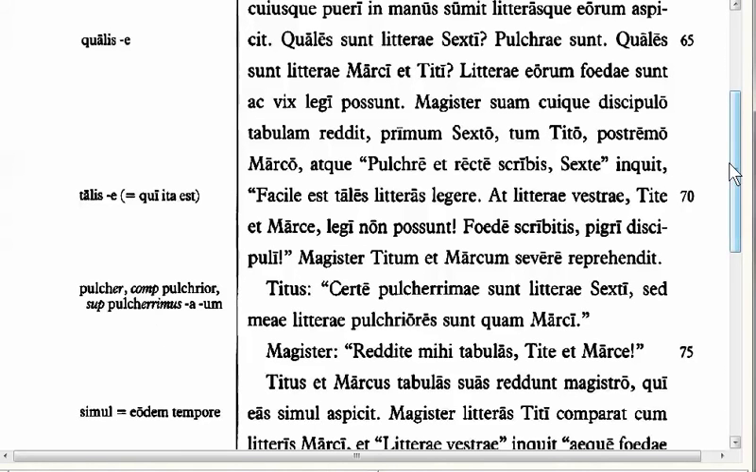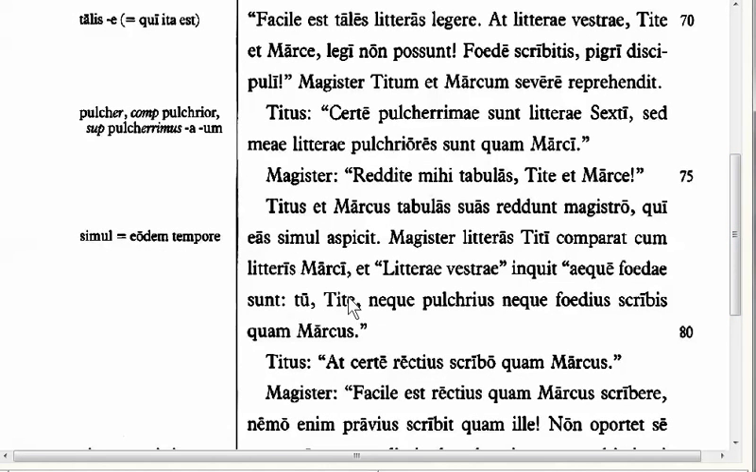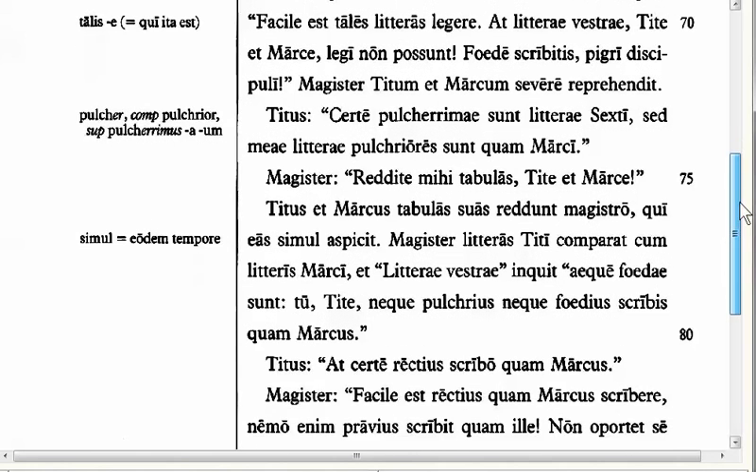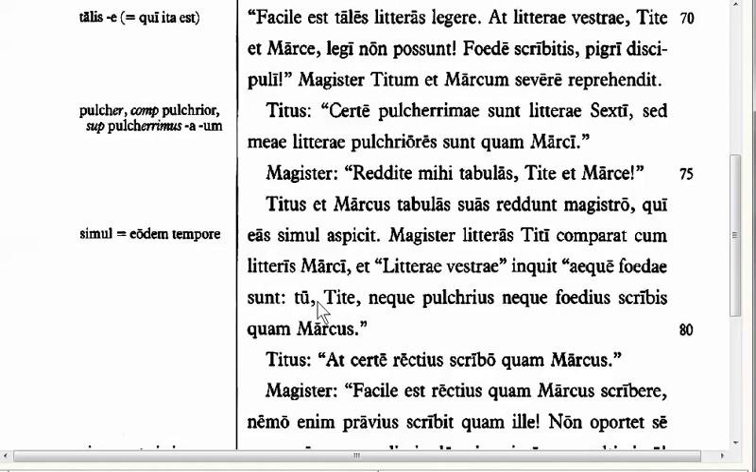In line 79, go there with me, you will see an example of how we take an adverb, like we saw above, pulchre, beautifully, and recte, correctly. In line 79 we see this sentence, "Tu, Tite, neque pulchrius neque foedius scribis quam Marcus." You, Titus, neither write more beautifully, nor in a more ugly way than Marcus does. So here we have the comparative adverbs from pulcher and foedus. So pulcher being beautiful, the adverb form being pulchre, beautifully.